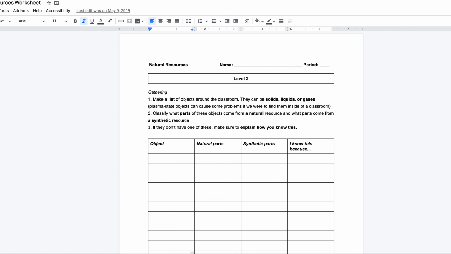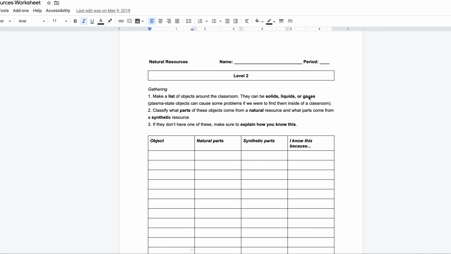In this activity, natural resources, you're going to have to think about the objects around a classroom. They can be solids, liquids, or gases. Again, plasma state objects can cause some problems if they were to be found inside a classroom. However, there are some plasma state materials in the classroom, but not a lot.